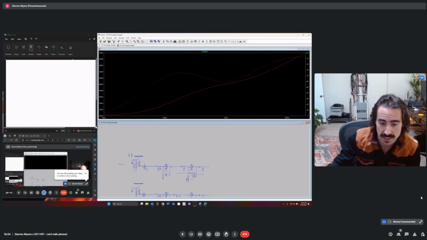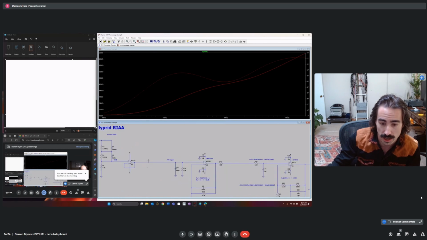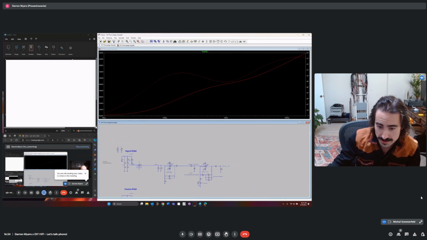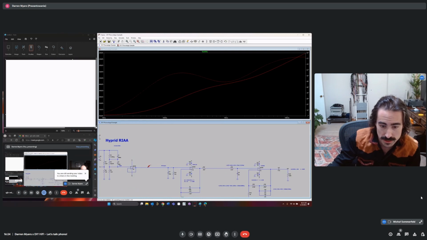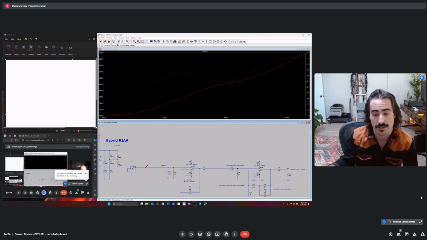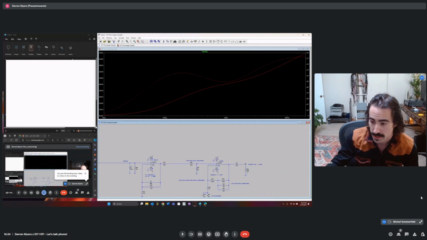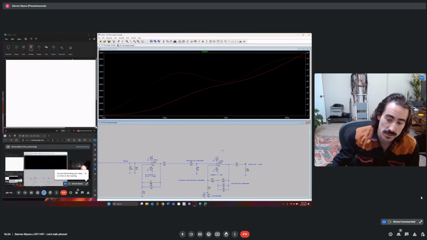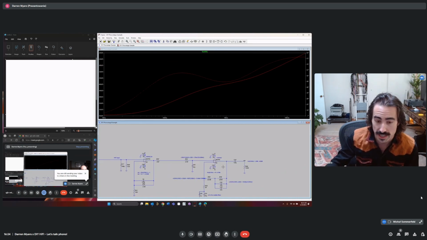So this is what we're seeing on the output of the cartridge. This is going to be roughly 5 millivolts coming out of, let's say, an average moving magnet. And we also need to boost this signal up to line level. So not only correcting the frequency response, but we need to apply a lot of gain to that 5 millivolts in order to get the line level on this side.